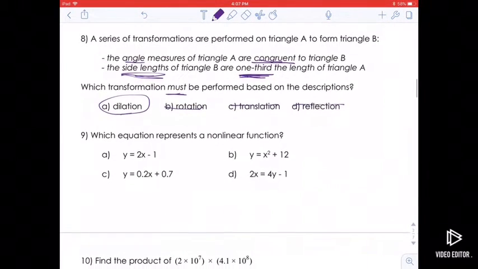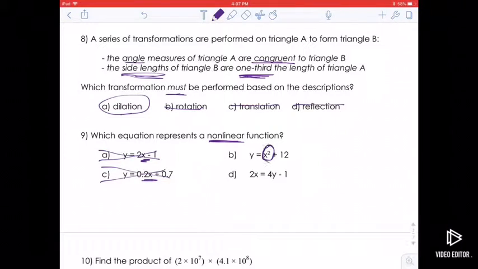Which equation represents a nonlinear function? Well, nonlinear, not a straight line. Any term that does not have a degree of 1 here would not be linear. So we have 2x minus 1, well, that's a general equation of a line. 0.2x plus 0.7, general equation of a line. X squared, there's my answer right there, choice B, because it's raised to the second power.